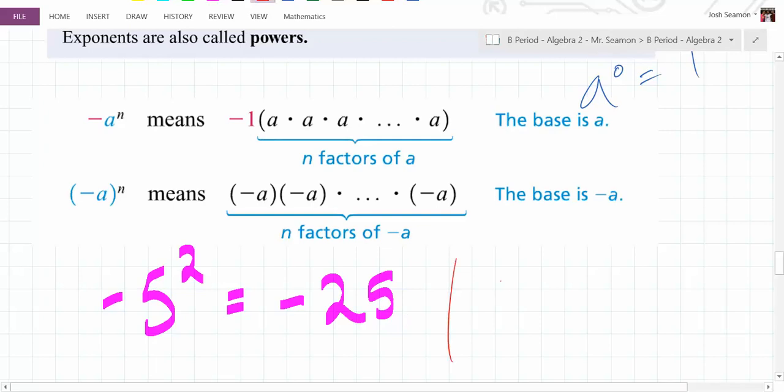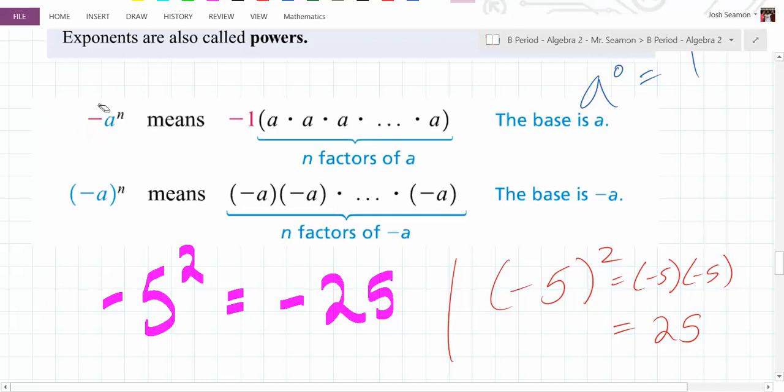What about negative 5 in parentheses squared? That is negative 5 times negative 5, which is 25. These are completely different. Don't make this mistake. This negative sign is not being raised to the power. This is negative 5.